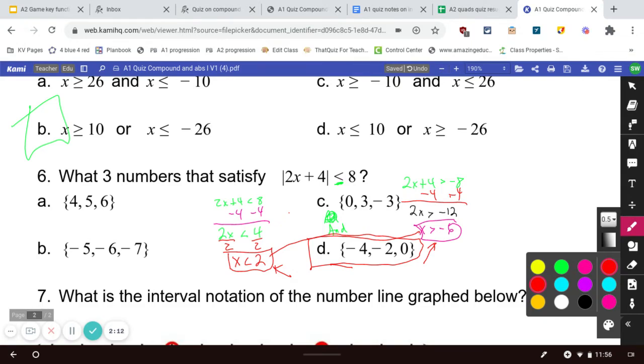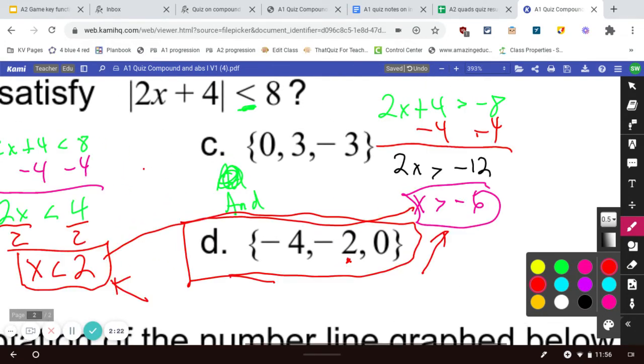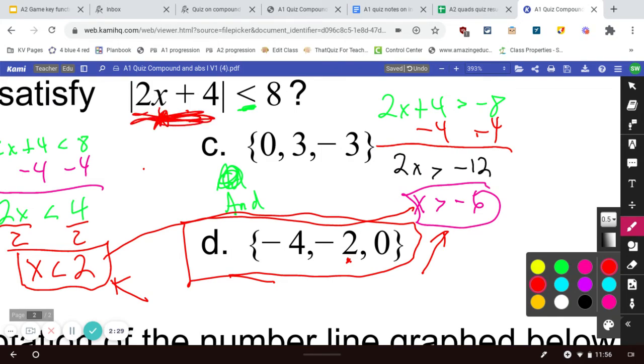0. Is it between negative 6 and 2? Yes, it is. Negative 2, is that between negative 6 and 2? Yes, it is. So these three numbers, when you plug them in for x here, it will work. Whatever this whole thing is, when you take the absolute value, it will be less than 8. Okay.